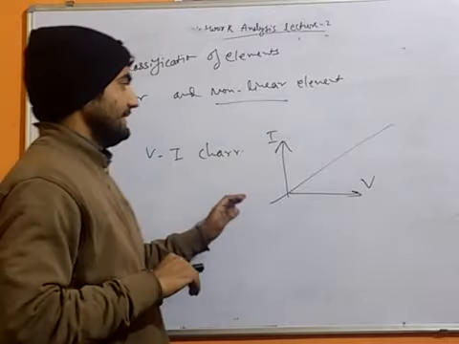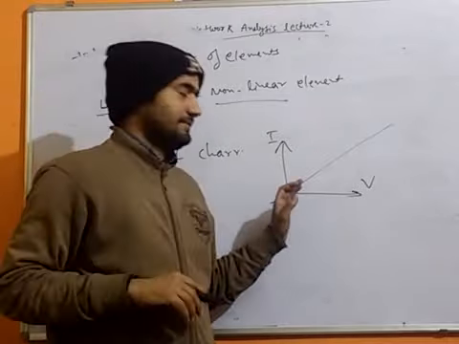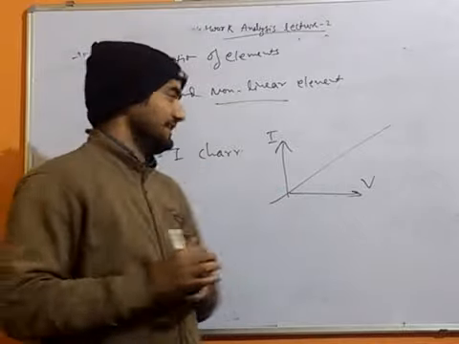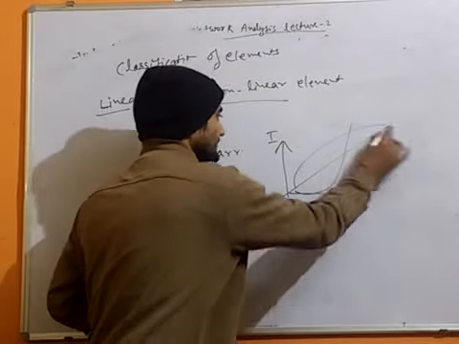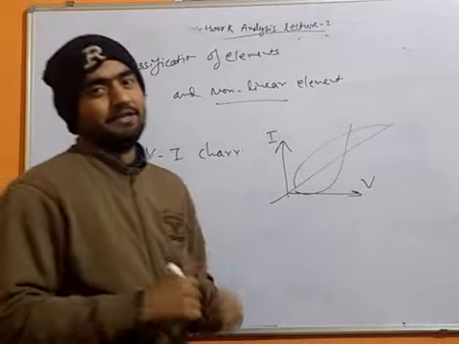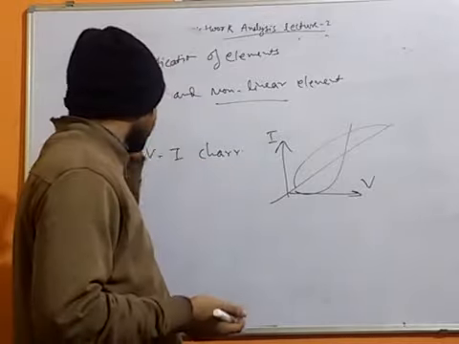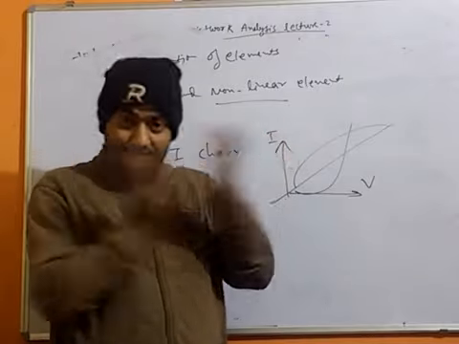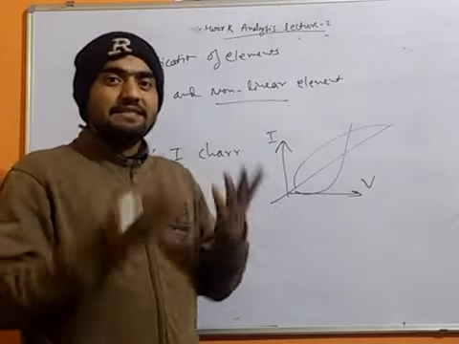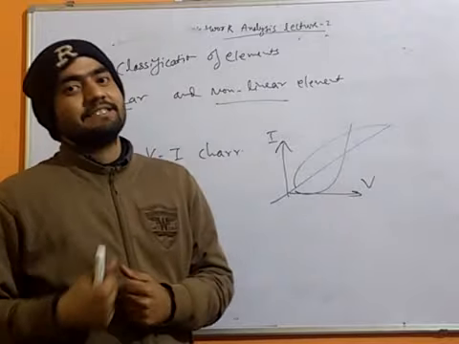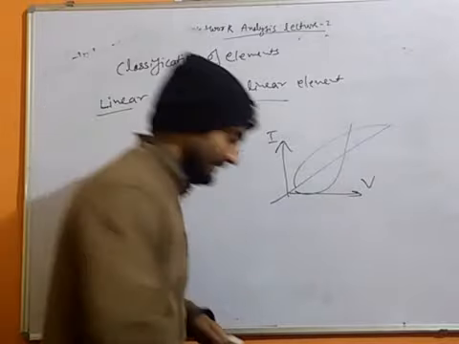And if the VI characteristic, meaning the VI graph, is non-linear somehow like this, then that will be called the non-linear element. So now we come to the properties of elements, and we will see which type of elements have the linear characteristic and which type have the non-linear characteristic.